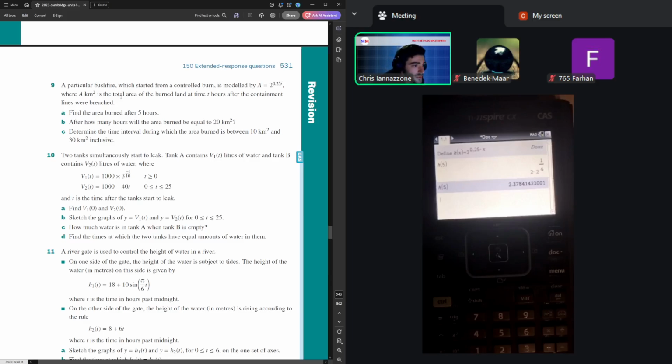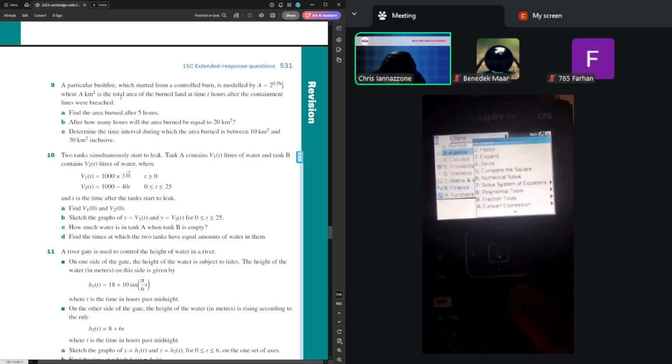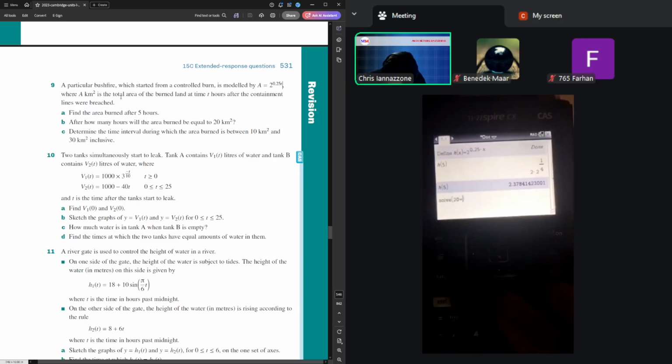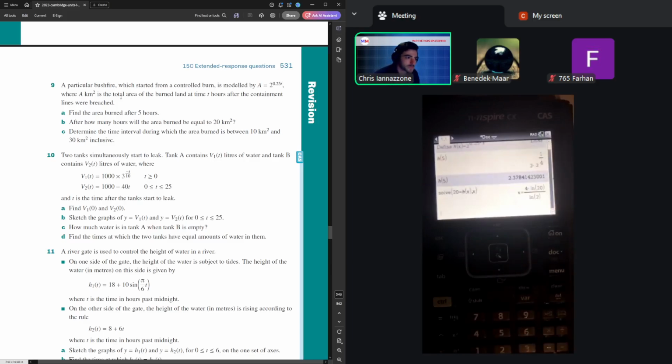How many hours after will the area burned be equal to 20 kilometers squared? Double checking the units that A is indeed in terms of kilometers squared, which it is. That makes this once again just a CAS solve, equating the function to 20. Getting our time value, which if you need it exact, you can use that. If you need a decimal, obviously just control enter there.